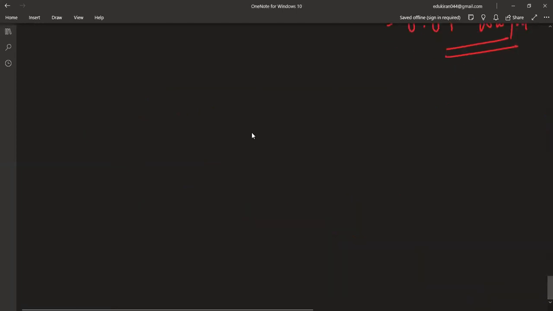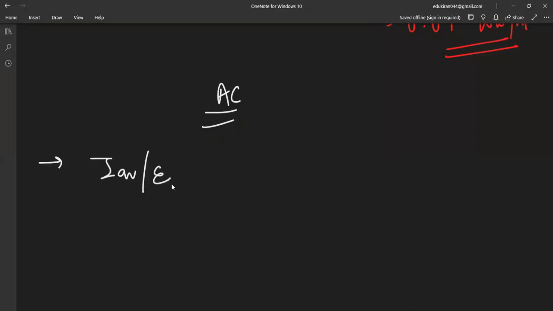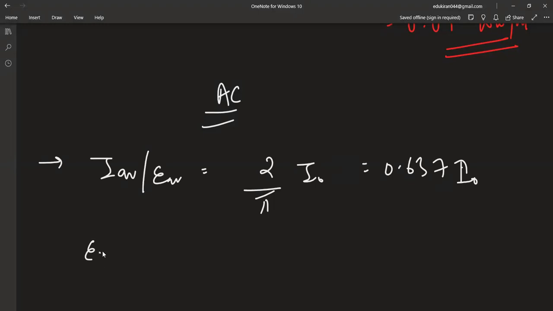Yes, class, talking about alternating current because that completes with EMI. So AC is left, alternating current, and then you have the concept of direct current. And average and mean value you have to remember. Whenever we are talking about I average or E average, that is 2 by pi I naught, which is equal to 0.637 I naught. Then E RMS is equal to E naught by root 2, I RMS equal to I naught by root 2.